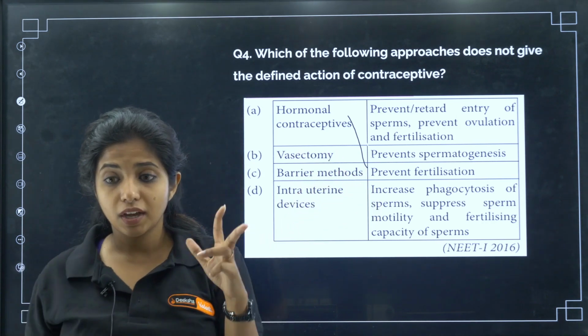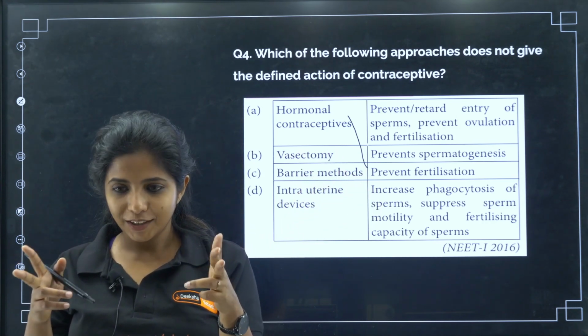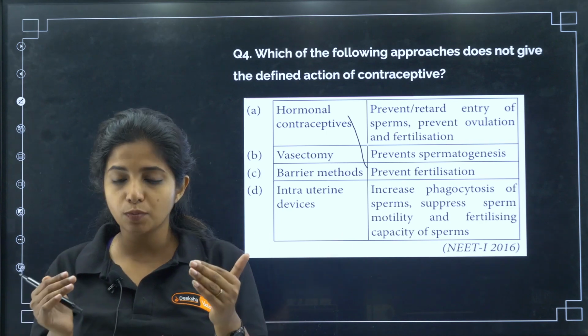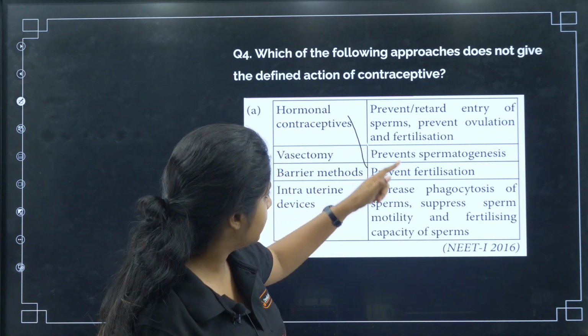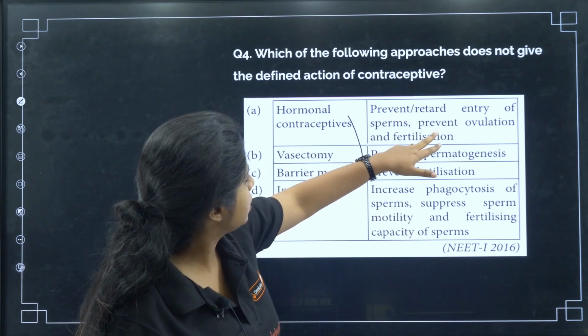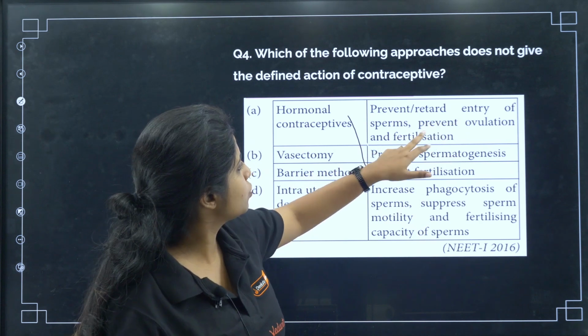What about vasectomy? Vas deferens, you're cutting, my dear children? You're cutting the vas deferens. So obviously, do you think transport would be happening? No. So we have to see. Prevents entry of sperms, prevents ovulation.